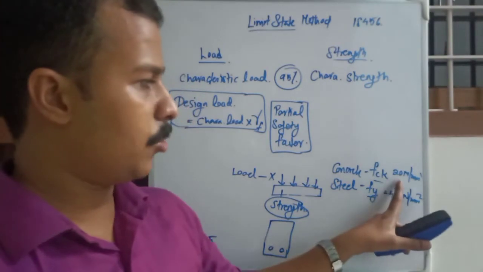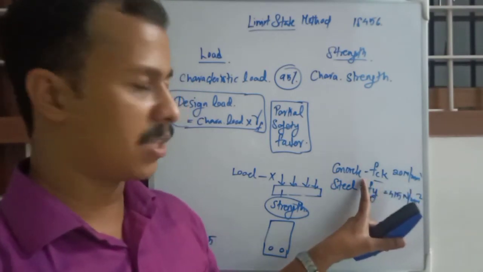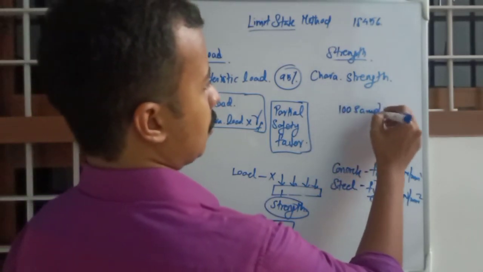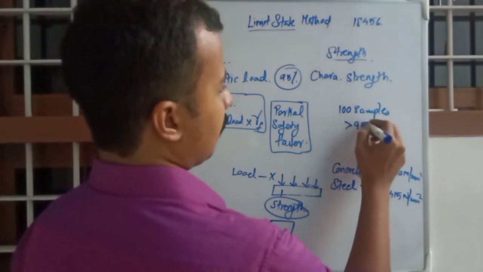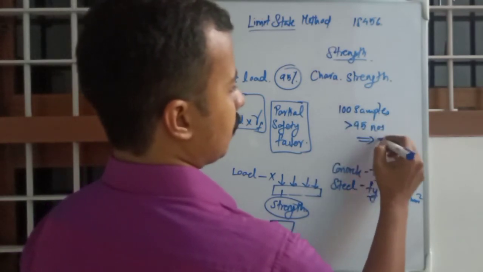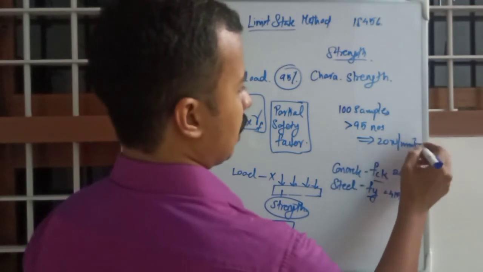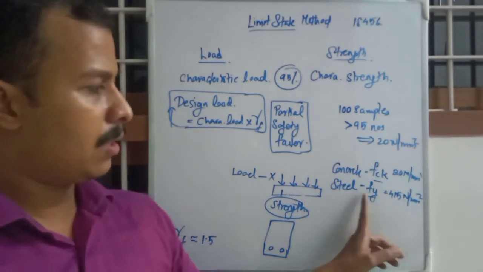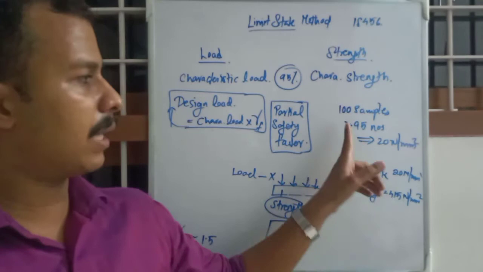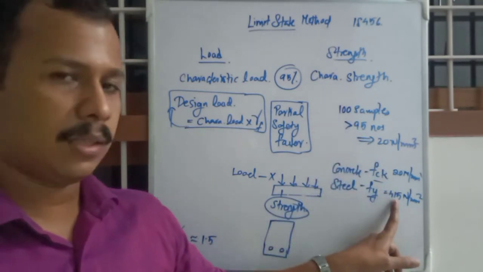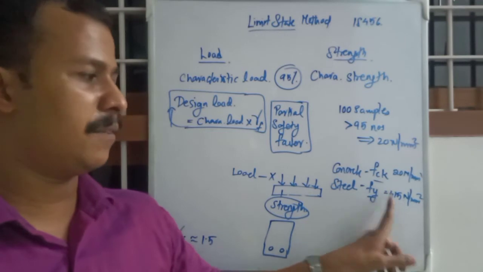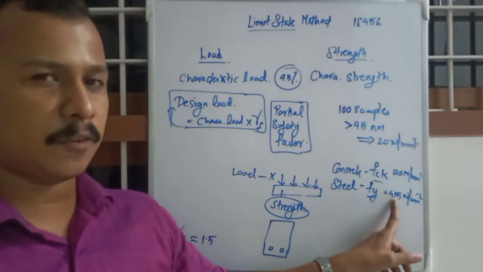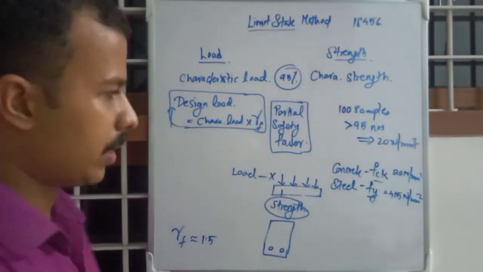If the characteristic strength of concrete is 20 Newton per mm square, and we test 100 samples, more than 95 will have 20 Newton per mm square. If you test the steel, 100 samples, more than 95 samples should have the strength of 415 Newton per mm square. Then only you can call characteristic strength as 415 for steel and 20 for concrete.